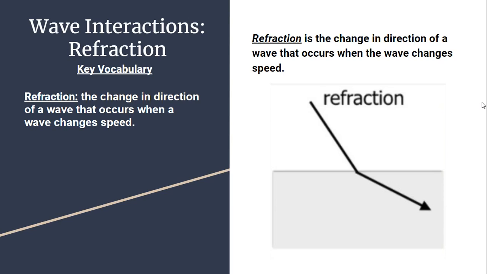Refraction is that change in direction of a wave that occurs when the wave changes speed. Here in our diagram for refraction, you can see that the line showing the wave bends or changes direction as it travels through the medium. In this case, it's different than a reflection because it actually still passes through that second medium that's depicted in the gray.